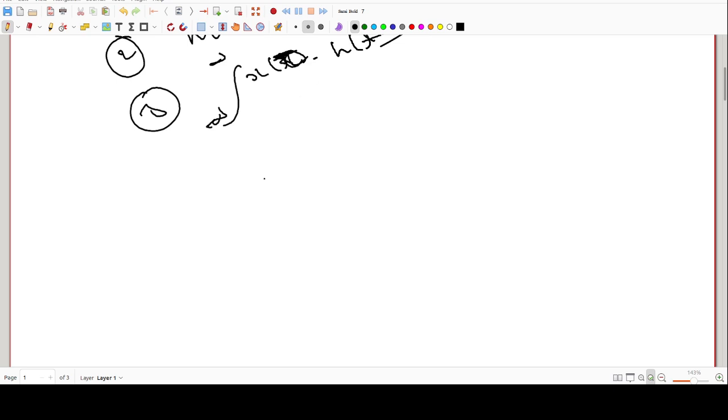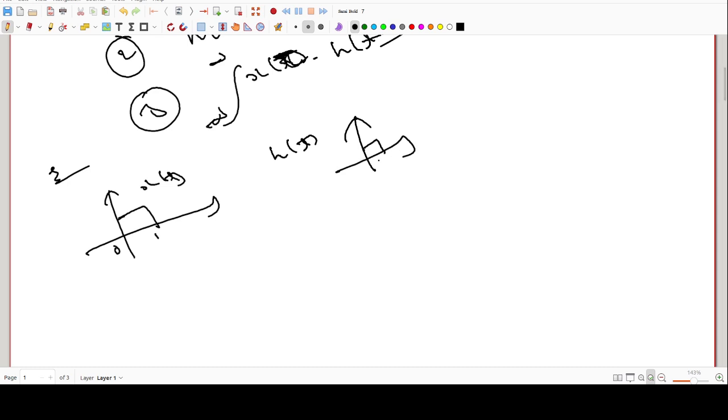Okay, so let's take an example: two rectangular pulses. If you are not understanding yet, please wait; once you proceed to the end of the video, you will know and feel what convolution actually means. Let x(t) be a pulse from 0 to 1, and let h(t) also be a pulse from 0 to 1. So what is it actually doing?